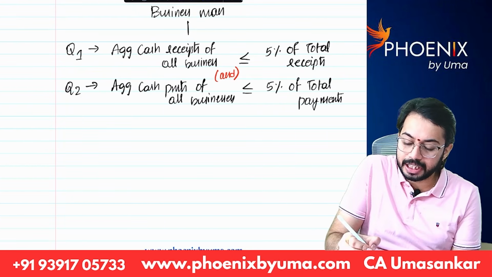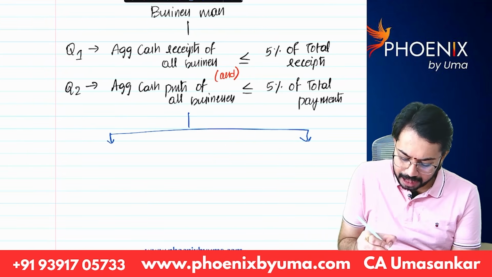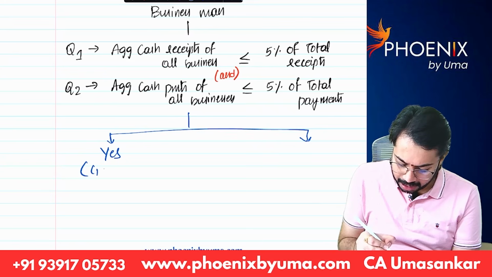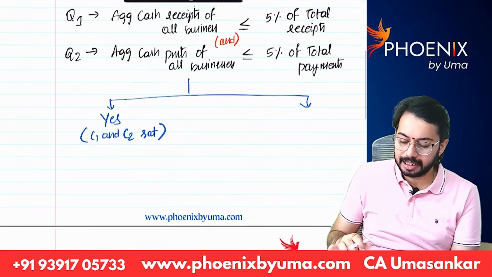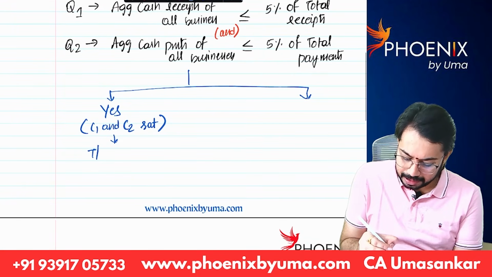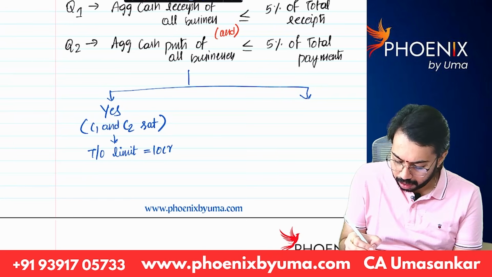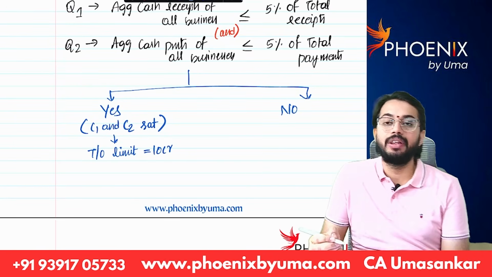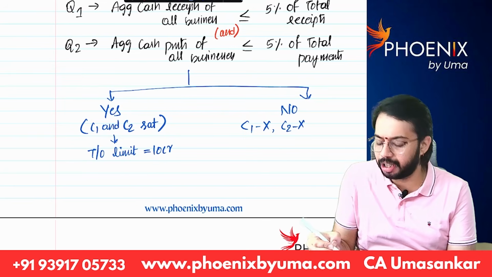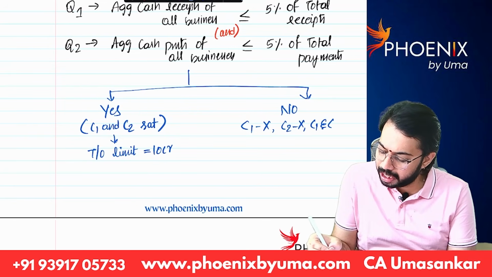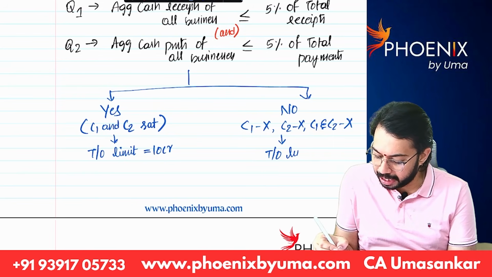If both conditions are satisfied, that means C1 and C2 are satisfied, in that case the turnover limit is 10 crore rupees. If the answer is no, that means if C1 is not satisfied or C2 is not satisfied or C1 and C2 are both not satisfied, in that case the turnover limit is 1 crore.